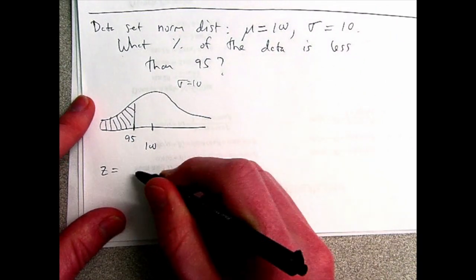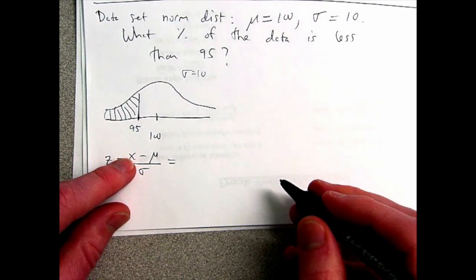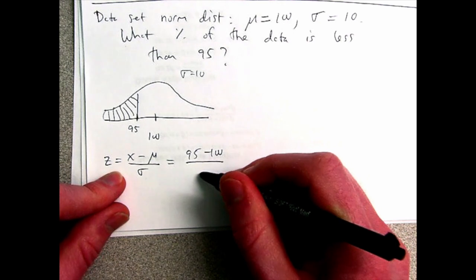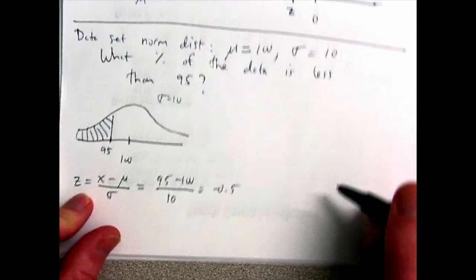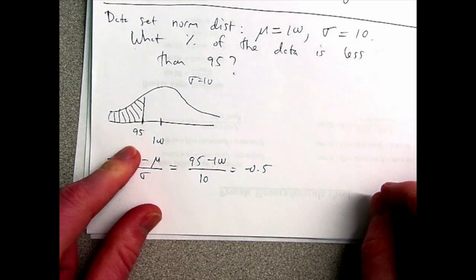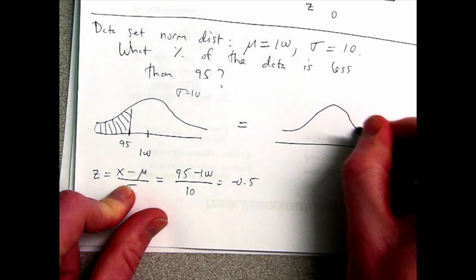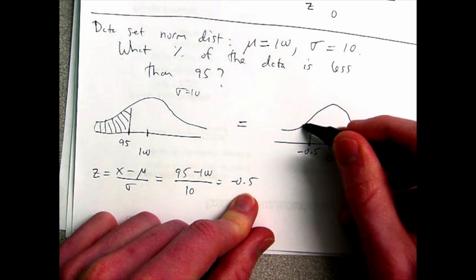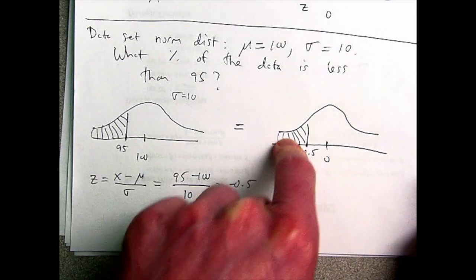Well, if I use the z-score conversion formula, (x minus mu) over sigma, where x is the value you're trying to convert, that'd be 95 here. So 95 minus mu, which is 100, over sigma, which is 10. If you simplify all that, you get negative 0.5. So there's this magic fact that we just talked about, which says that the area to the left of 95 under this curve is going to be the same as the area to the left of negative 0.5 under the standard normal curve. Those two areas are going to be the same.